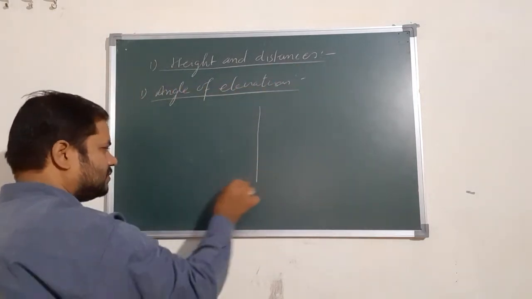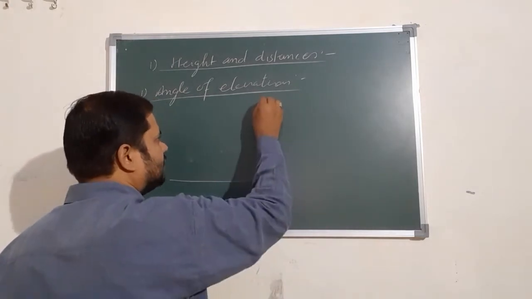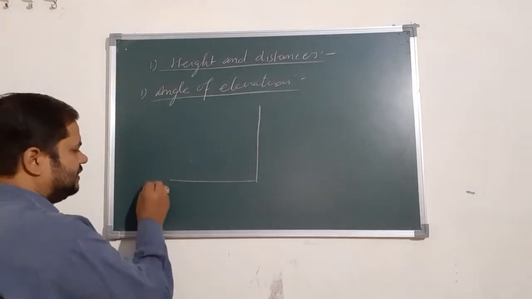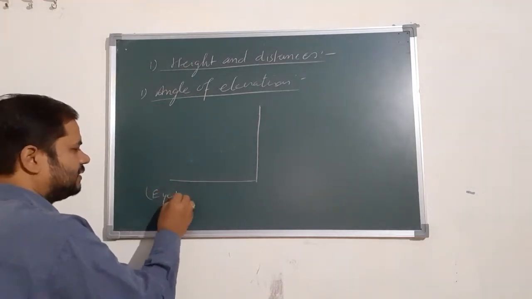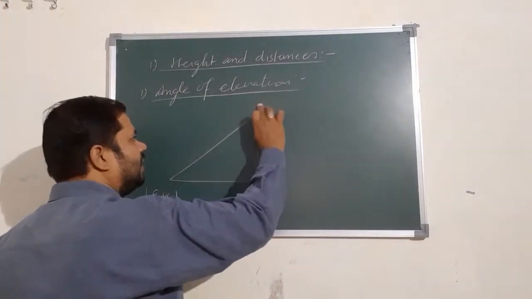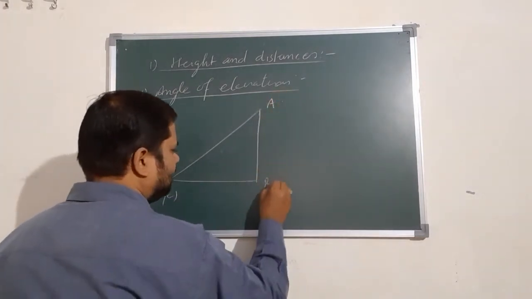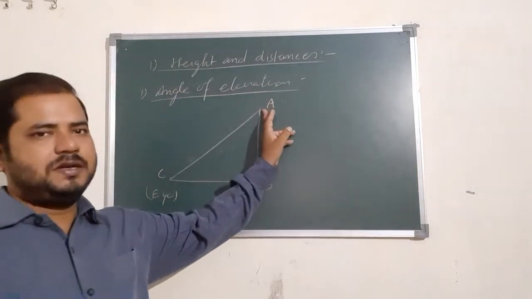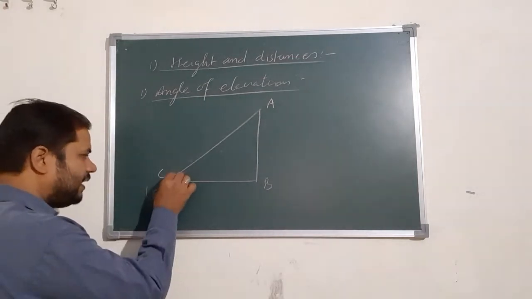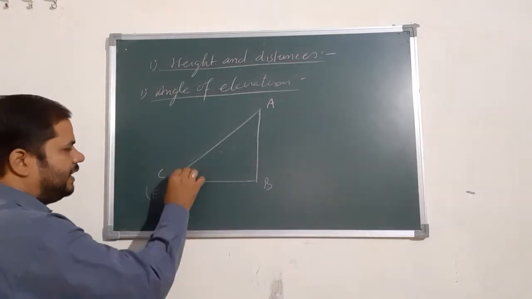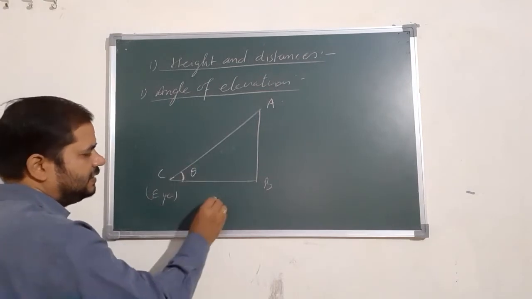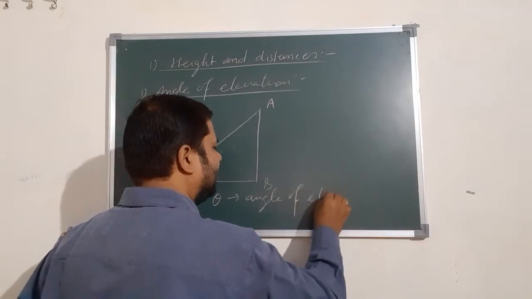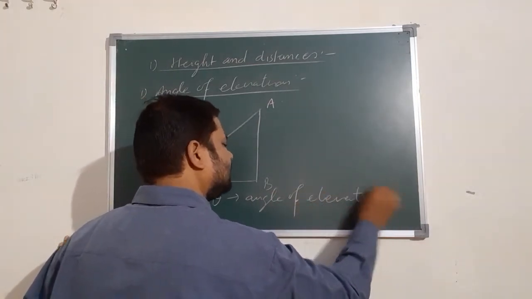So suppose this is the tower or whatever the things, building, whatever the things, here I is there and one of the man observes this point, okay? So whatever angle is made at his eye is known as angle of elevation. Angle of elevation. Okay.